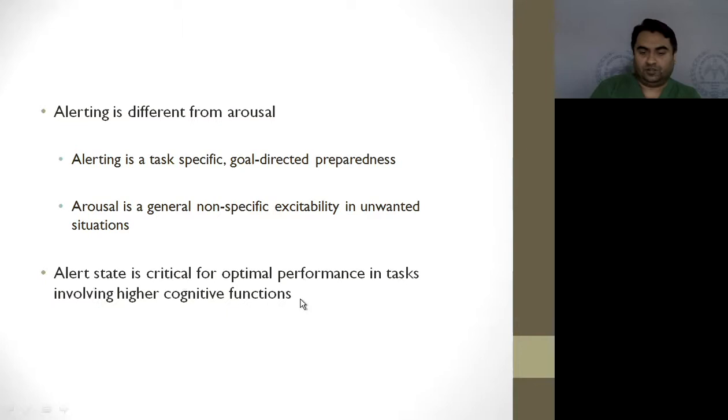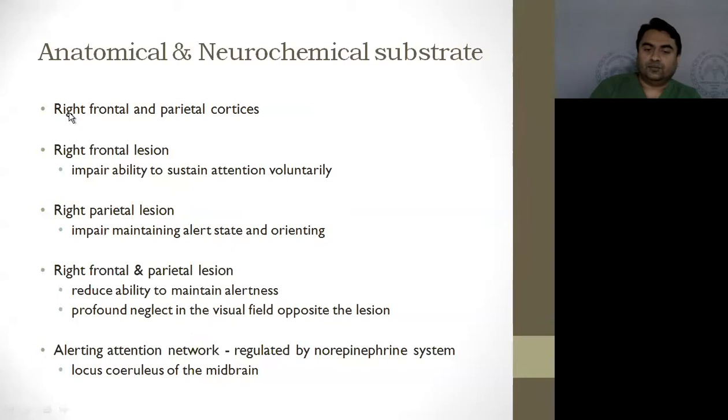What is the anatomical and neurochemical substrate in this? Anatomically, it involves the right frontal and parietal cortices. A lesion in the right frontal could cause impairment in the ability to sustain attention voluntarily, and a right parietal lesion might cause an impairment in maintaining this alert state and even orienting. A lesion in both of them together would reduce the ability to maintain alertness and may also cause a profound neglect in the visual field opposite to the lesion.